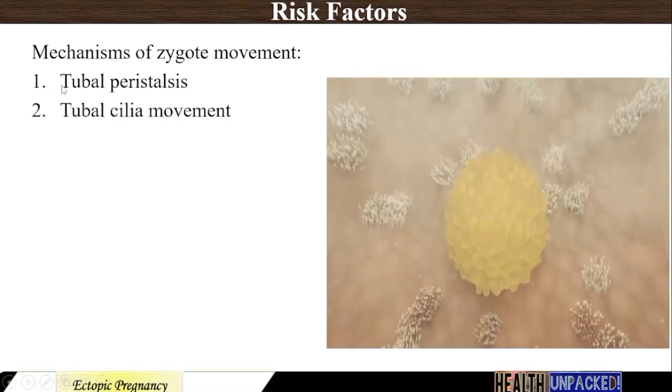The first one is tubal peristalsis. Tubal peristalsis means a rhythmic contraction and relaxation of the fallopian tube that pushes the egg toward the uterus. So that's the contraction and the relaxation of the tube. The second one is tubal ciliary movement. There are cilia, hair-like small structures inside the fallopian tubes, which push the fertilized egg toward the uterus.